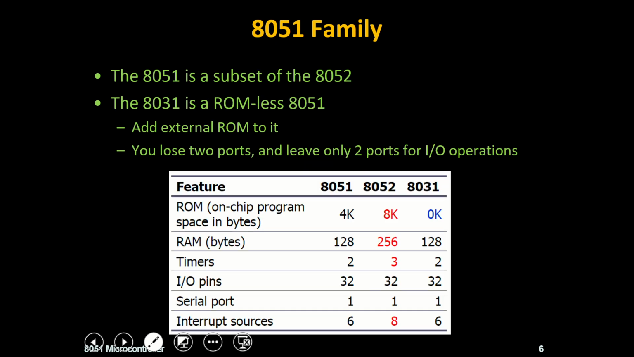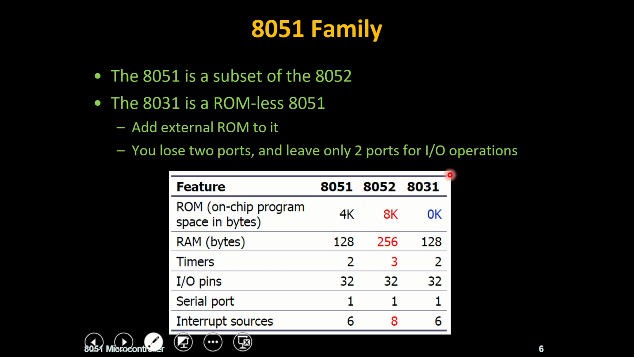Let's see what are the flavors of the 8051 family: 8052 and 8031. These two are flavors of the 8051. That means they have the same features as the 8051. Look at the tabulation. In the 8052, all the features mentioned in the 8051, ROM, RAM, timer, input output pins, serial port and interrupt sources, have maximum values compared to the 8051.